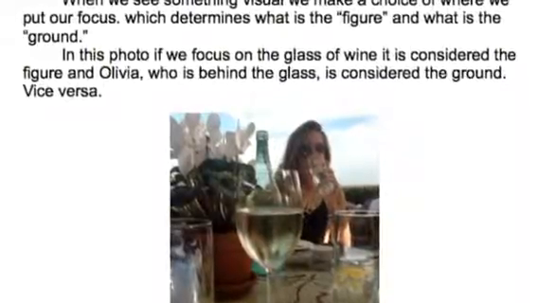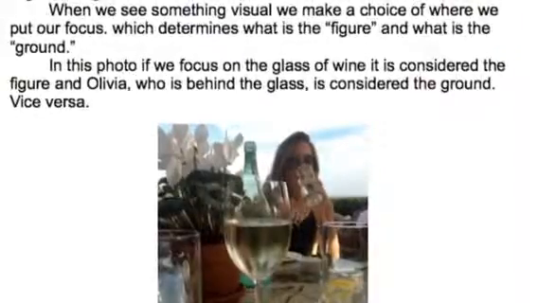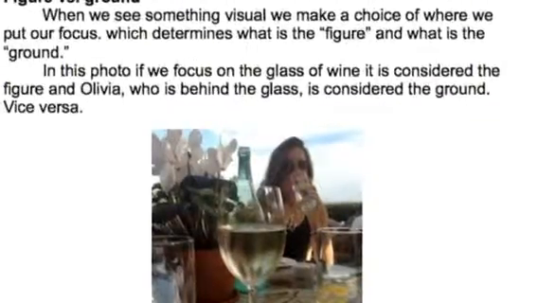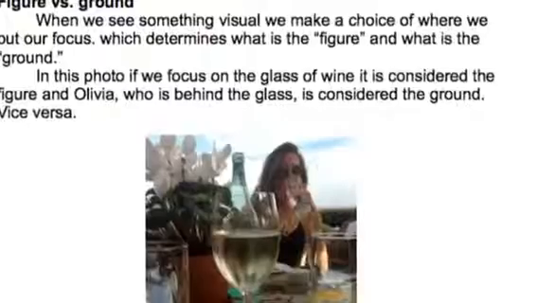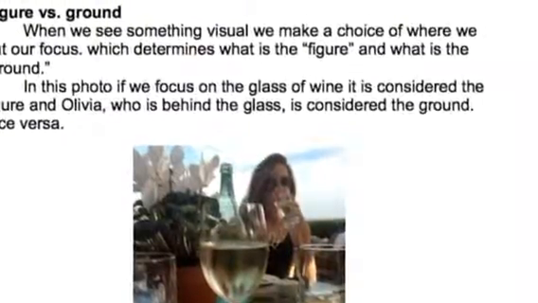When we see something visual, we make a choice of where to put our focus, which is how we determine what is the figure and what is the ground. In this photo, if we focus on the glass of wine, it is considered the figure, and Olivia, who is behind the glass, is considered the ground, and vice versa.